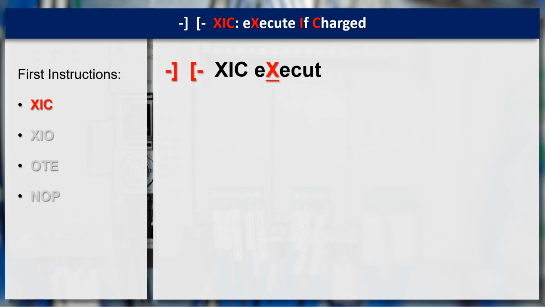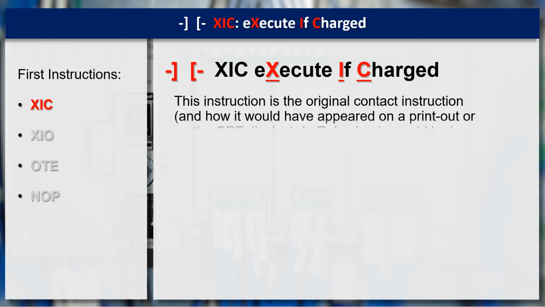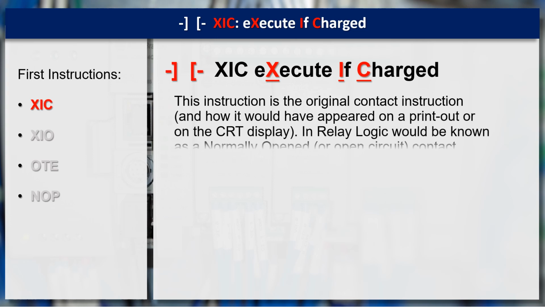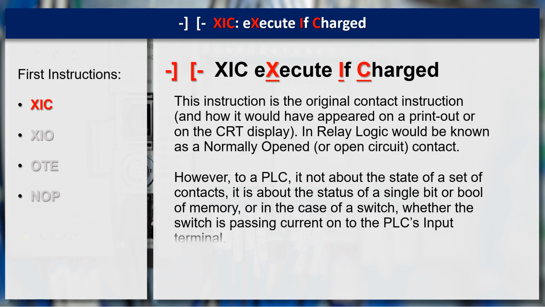Let's begin by looking at the most common instruction, XIC, execute if charged. This instruction is the original contact instruction, and the way I have it shown is how it would have appeared on a printout or on the CRT display. In relay logic, it would be known as a normally open or open circuit contact. However, to a PLC, it's not about the state of a set of contacts. It's about the status of a single bit or bool of memory, or in the case of a switch, whether the switch is passing current onto the PLC's input terminal.